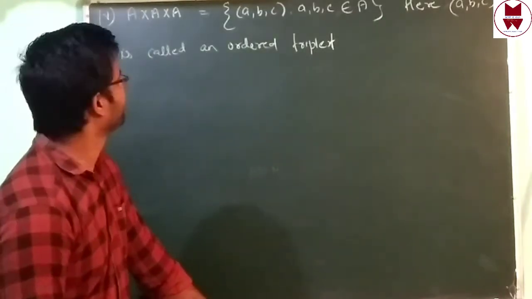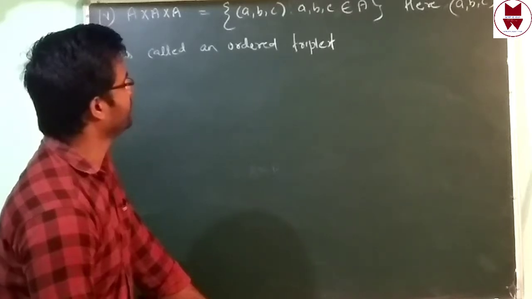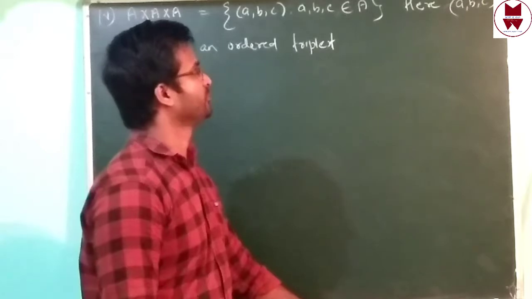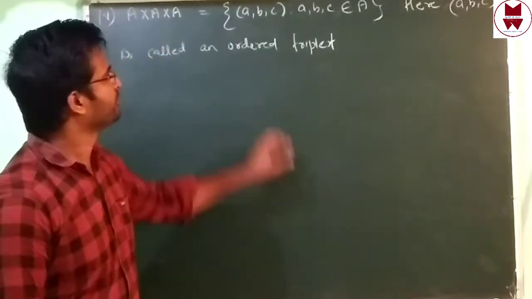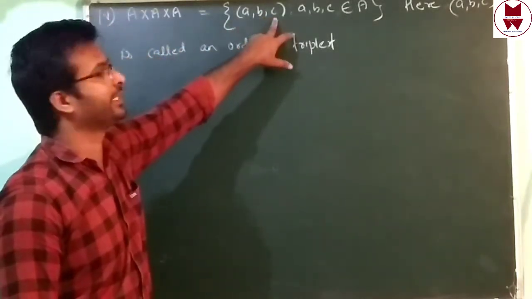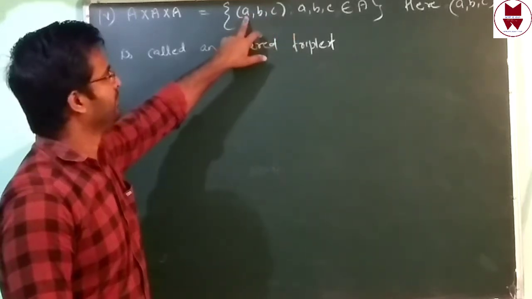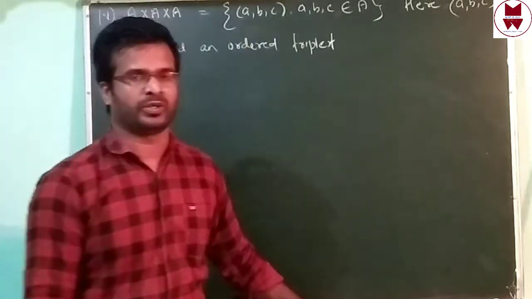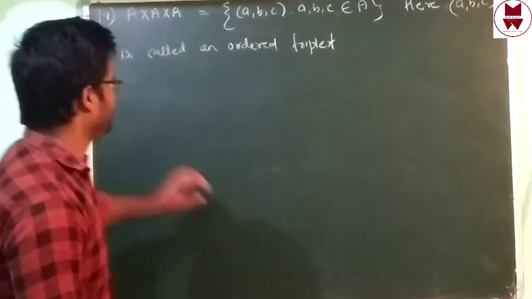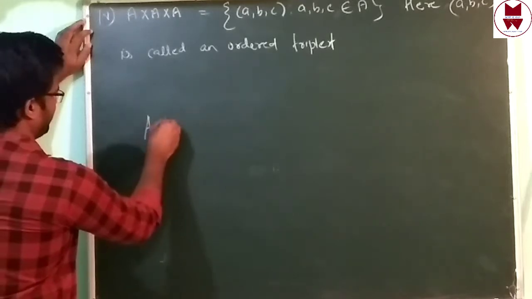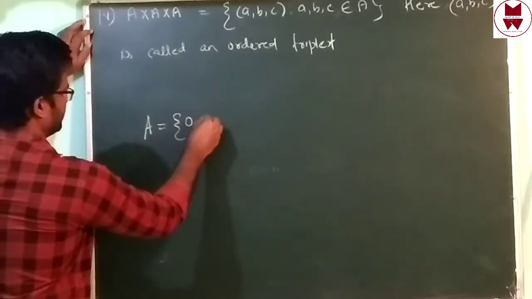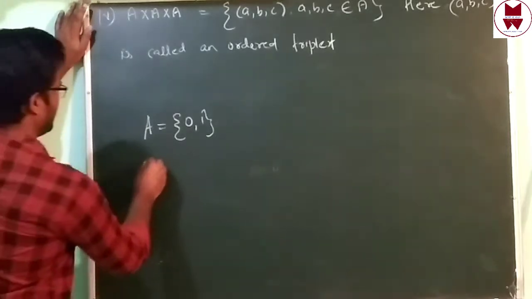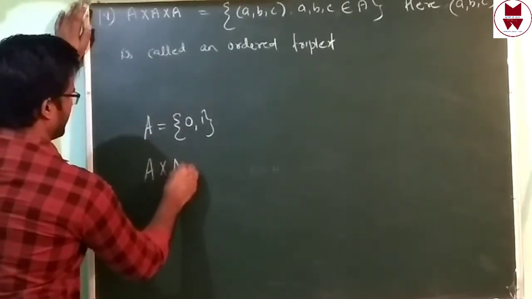The next remark is A cross A equals the set of (a, b, c), where a, b, c belong to A. Here, this is called an ordered triplet, because here 3 elements are there. That's why this is known as an ordered triplet. Then we can see one example. Just think A equals {0, 1}. In set A, {0, 1}, we can make A cross A.